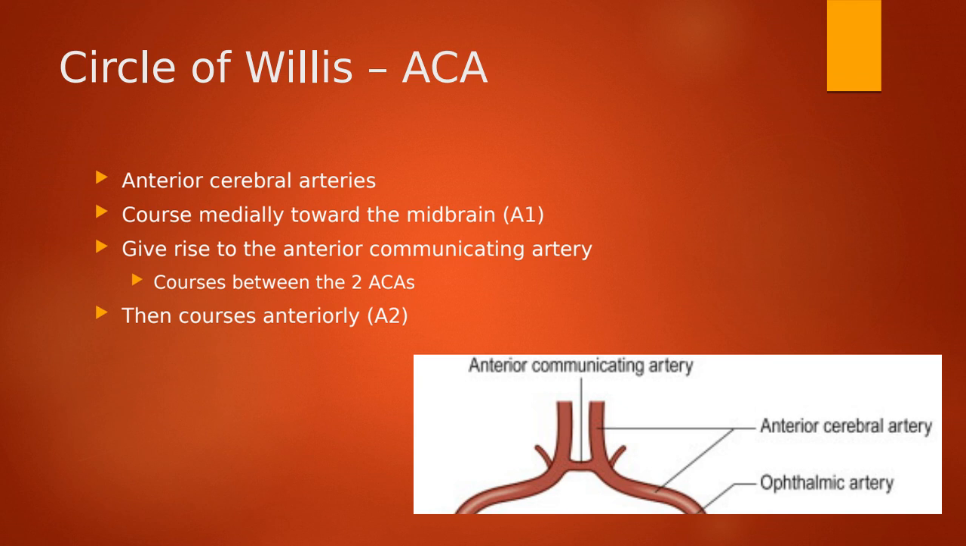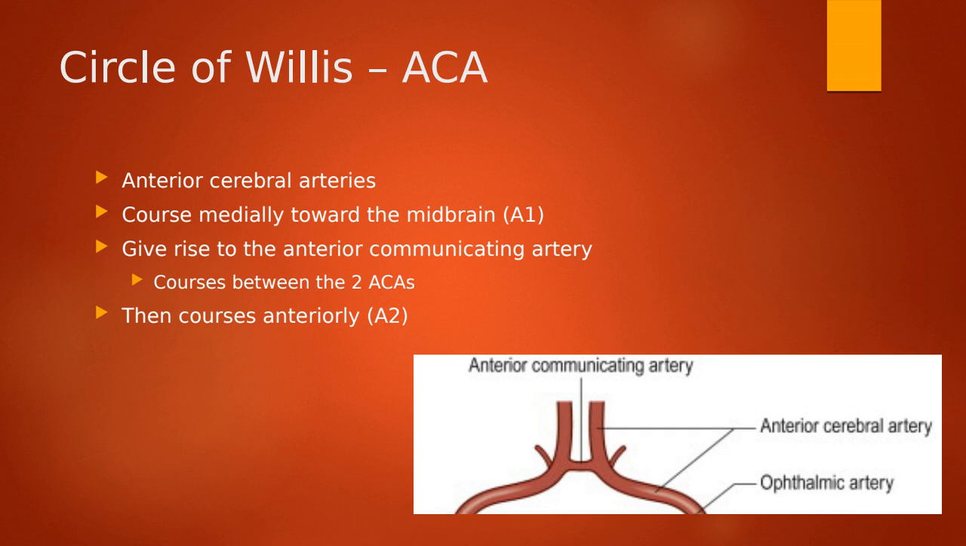So we said our ACA, this stands for anterior cerebral arteries. These are going to travel medially towards the midbrain region. We give these the label of A1, so anterior 1, and then we are going to see them connected with each other through that anterior communicating artery. That's going to course between the two anterior cerebral arteries, and then they're also going to course anteriorly with each other.